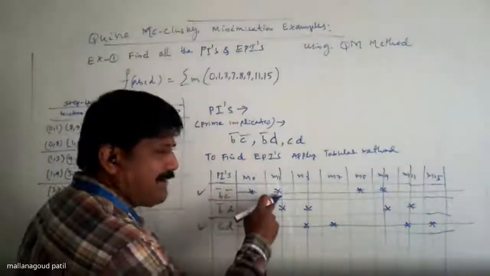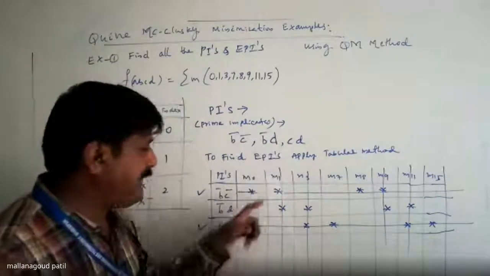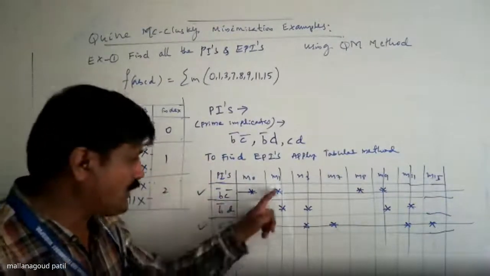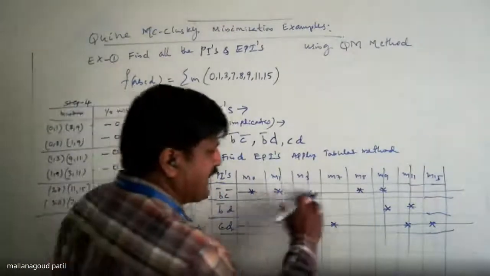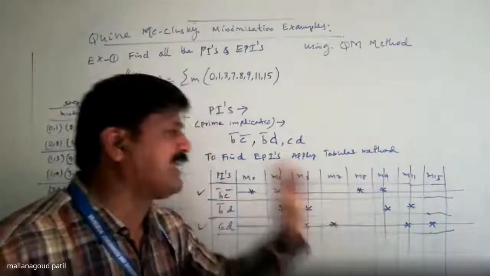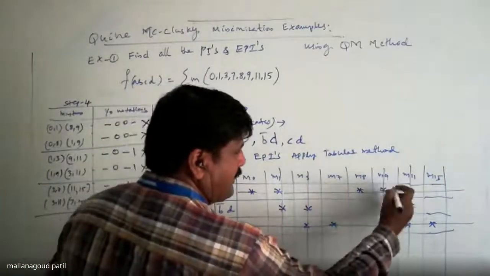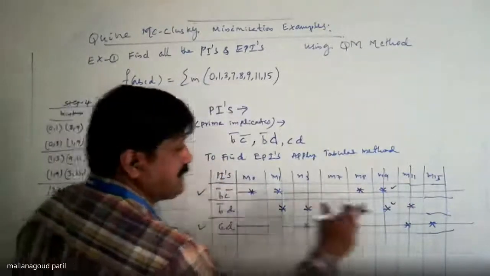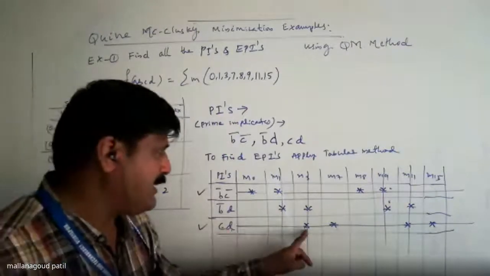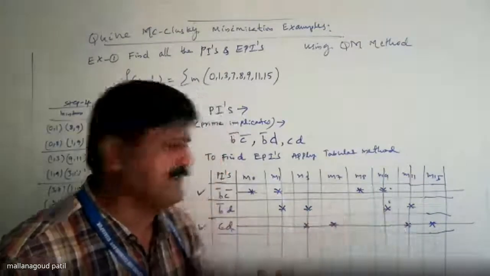B bar C bar, M1, I have a star. But at the bottom, B bar D, one star is there. I took a vertical line, meaning these two are covered in B bar C bar only. Then I went on and saw M9. M9 bottom, one more star mark is there. Therefore, I have one more vertical line. Next, this one as well as this one are covered with B bar C bar. Like that I went with CD. M3 is covered, and CD, M11 is covered.